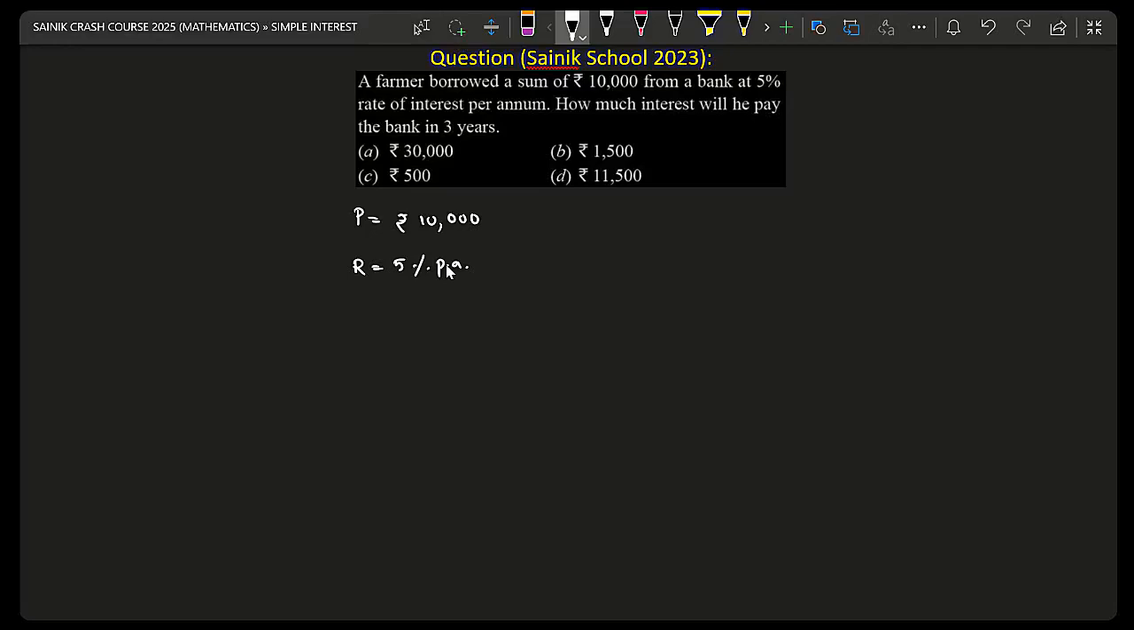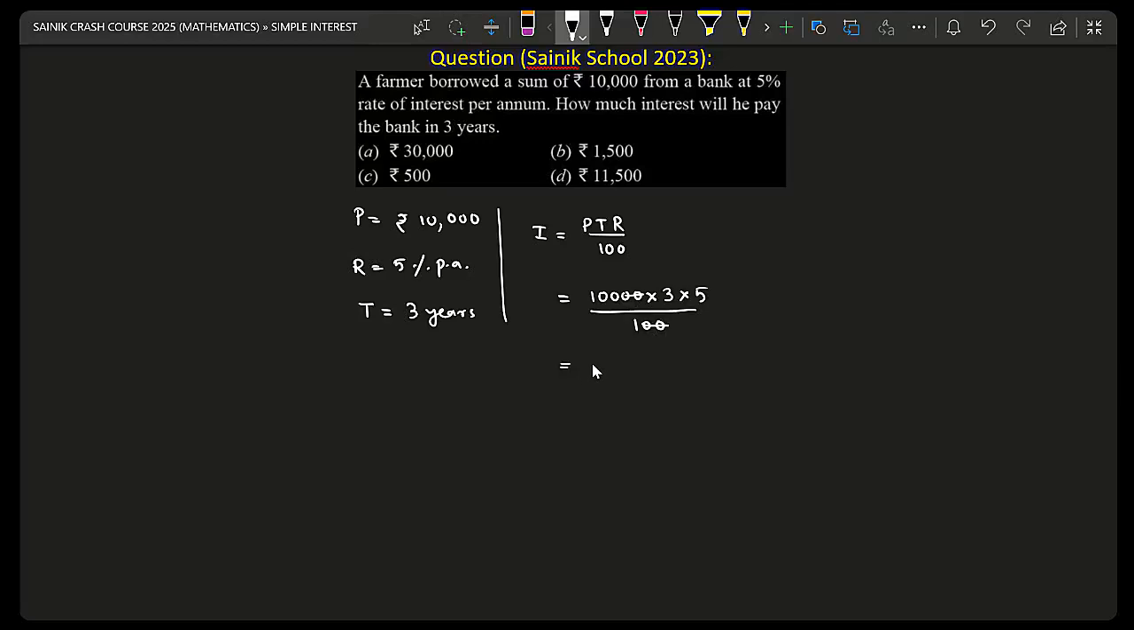And how much interest will he pay the bank in 3 years? What is this 3 years? Time period. Okay. Now what are they asking to find? Sir, SI. Simple interest, right? So simple interest, what is the formula we got? P into T into R by 100. Yes, PTR by 100. Now, what is P value? 10,000. And what about T? T is 3 years, right? Time period is 3 years. And what is rate of interest? 5. 5 divided by 100. Can you simplify this? Zeros cancel.